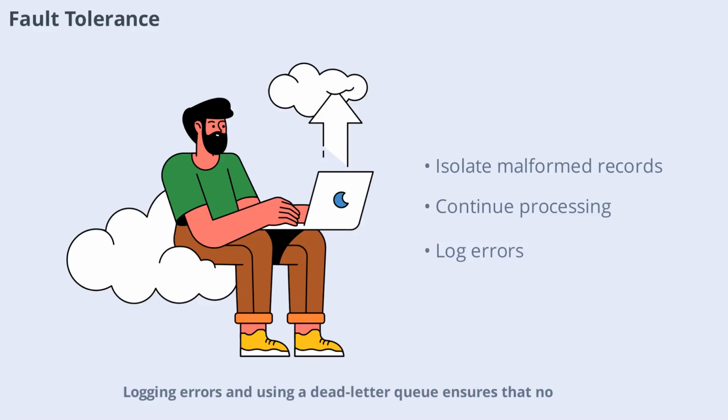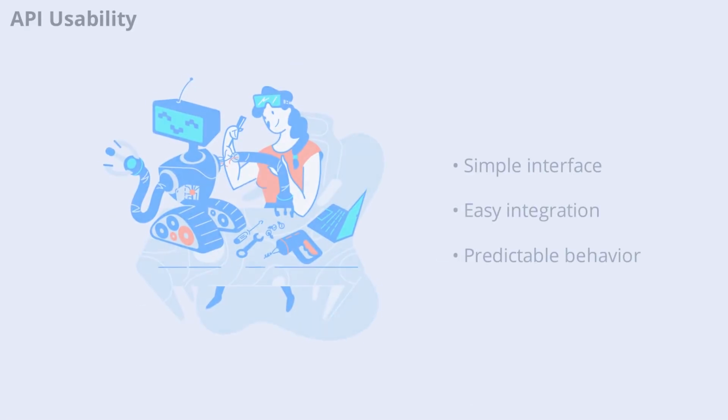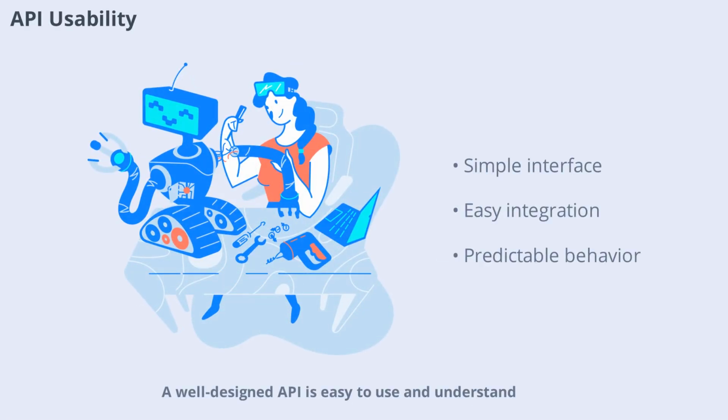Logging errors and using a dead letter queue ensures that no data is lost and that issues can be addressed later. A well-designed API is easy to use and understand. By keeping the interface simple, just update, remove, and top K, developers can quickly integrate the ranking system into their applications. Clear documentation and predictable behavior further enhance usability.